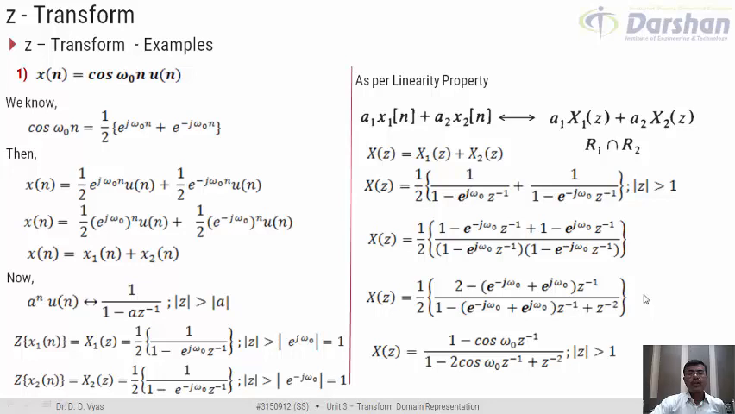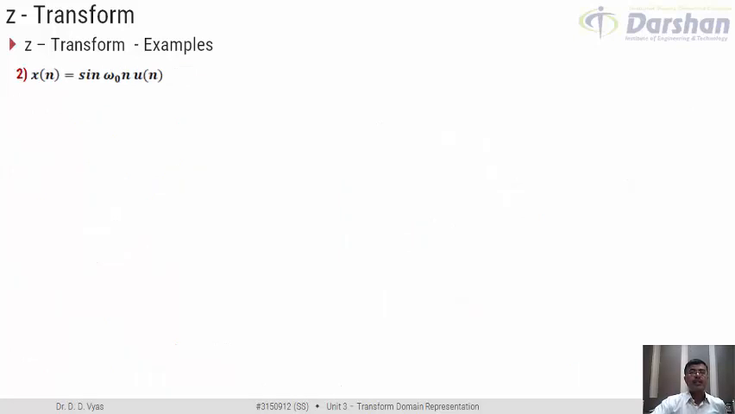Fine. So here we have tried to calculate Z transform of another standard signal, which is cos omega 0 n u[n], and we get its Z transform as (1 minus cos omega 0 z inverse) divided by (1 minus 2 cos omega 0 z inverse plus z raised to power minus 2). Now similar to this, let us also try to calculate Z transform of sine omega 0 n u[n].